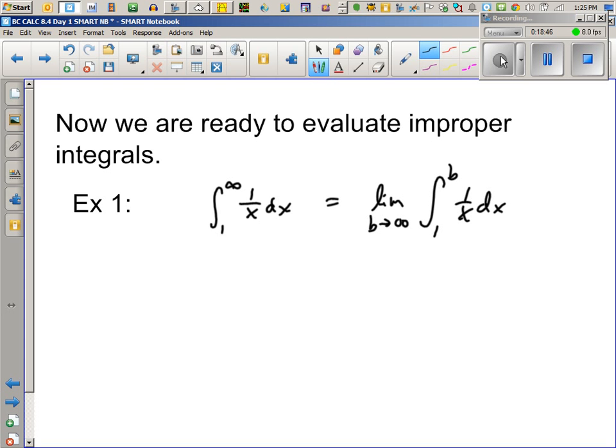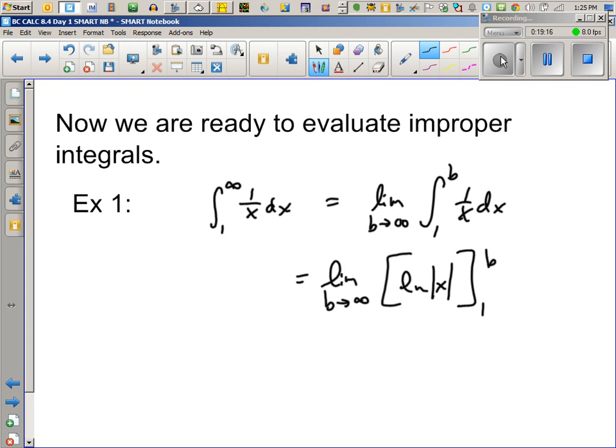Now, what's the antiderivative of 1 over x? So, Chloe, what's my antiderivative for 1 over x? Yeah, and we don't want to forget the absolute value, right? I don't think it's going to matter here because we're going from 1 to infinity, so there are no negatives, but just in case. AP test coming up, right? Okay, good job. We're going to be plugging in 1 and b.